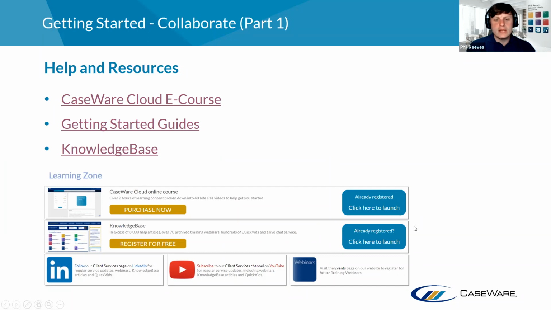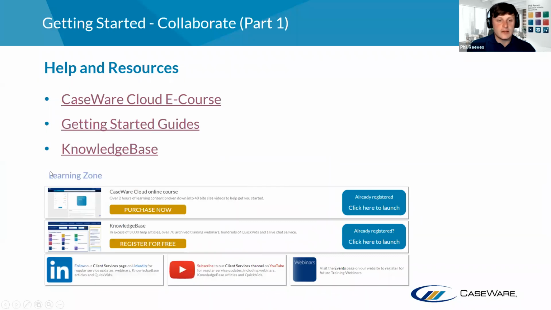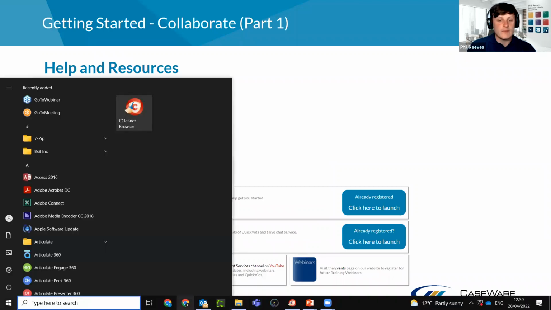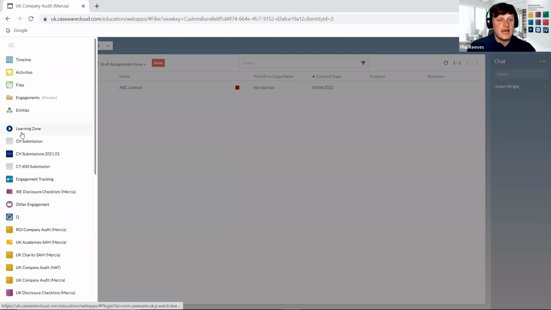Now, if at any point you're unsure of where to access this information while working within the Caseware Cloud, just to make you aware that there is an option called the Learning Zone. So you can see you can access the cloud online courses, you can access the knowledge base. We've also got LinkedIn and YouTube. Again, James will point out in a bit more detail later on. But that can be accessed directly from the Caseware Cloud as well by going to the 3 lines button and just selecting the Learning Zone option.